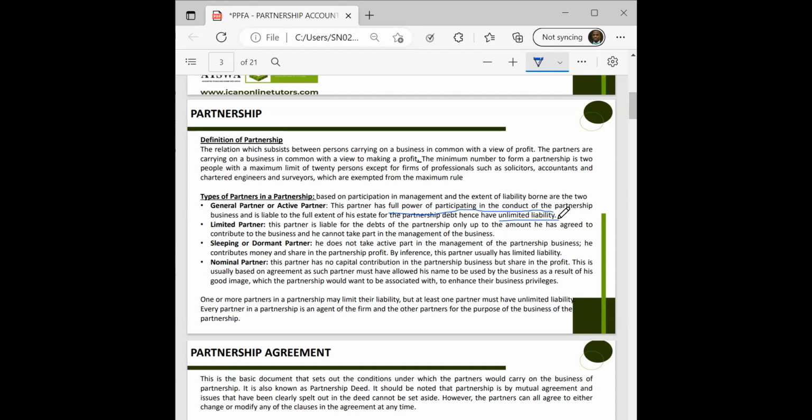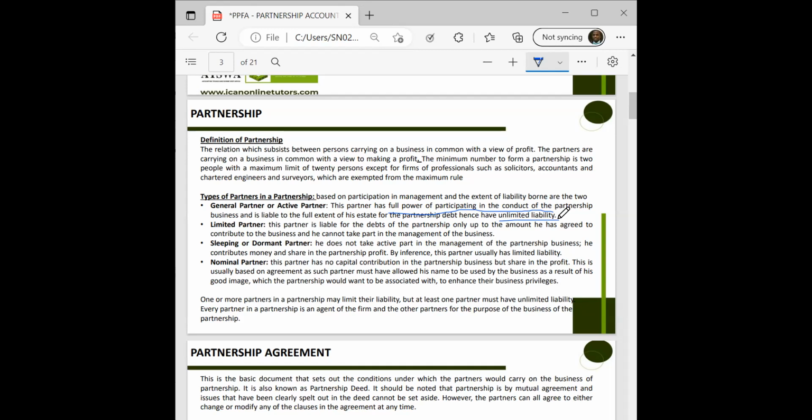So you see this kind of partners, they will be involved in the day-to-day running of the business, and because of that, they have unlimited liability. If something happens to the business, apart from using the business itself to pay back, the debtors can also come for their personal assets, right? That is what unlimited liability implies.